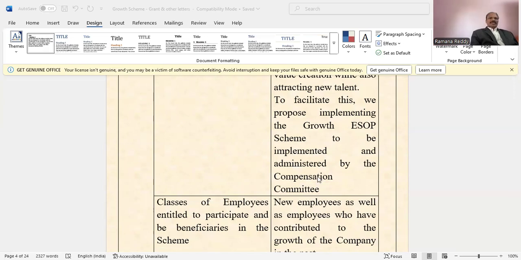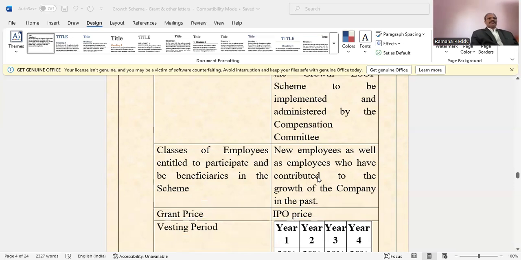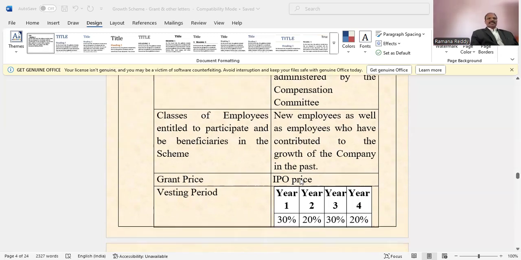So describe the scheme and the class of employees. If you are selecting new employees as well as existing employees, we can write new employees as well as the employees who have contributed to the growth of the company in the past. So this is the class of employees entitled to participate in the benefit, the beneficiaries in the scheme. That description has to be given.